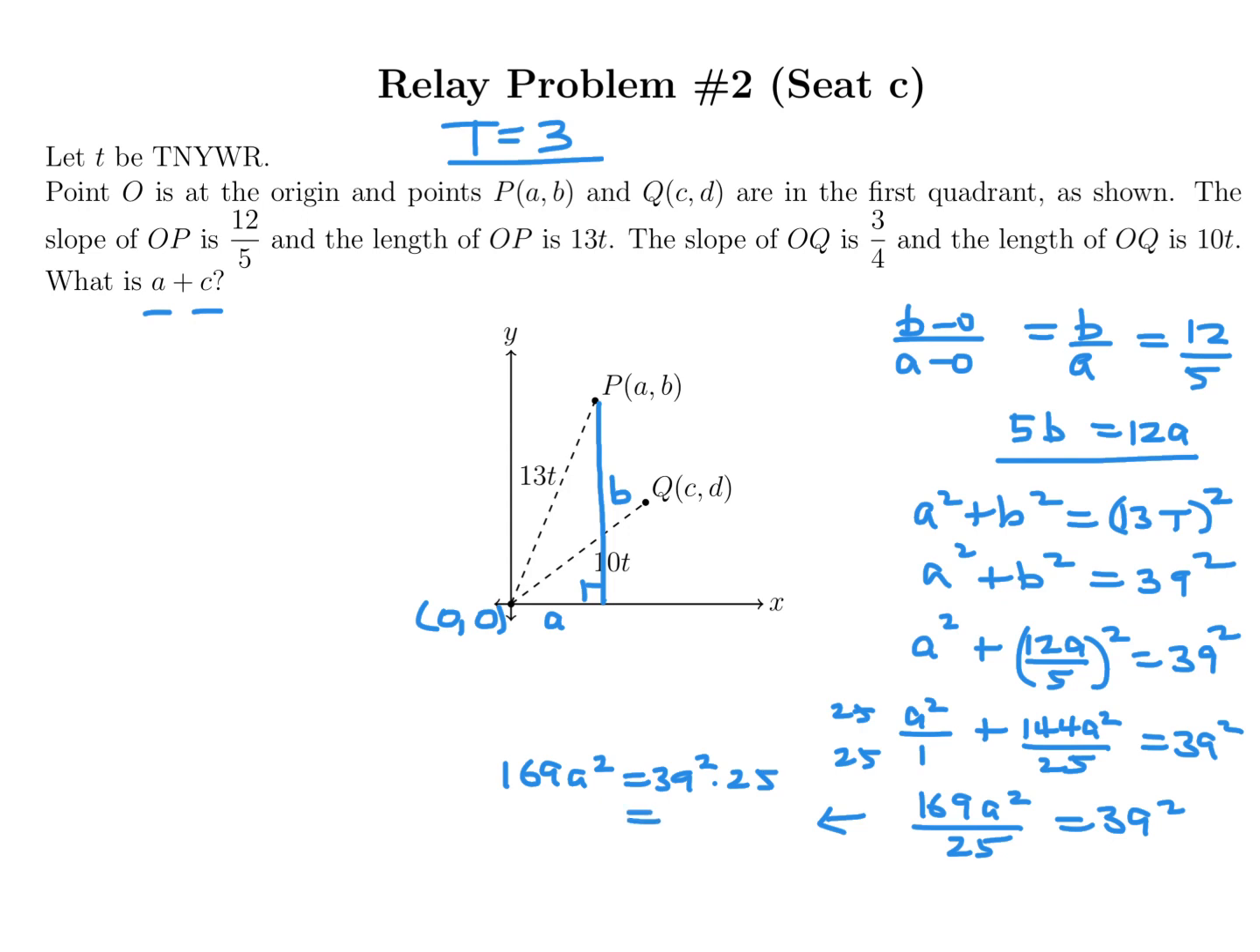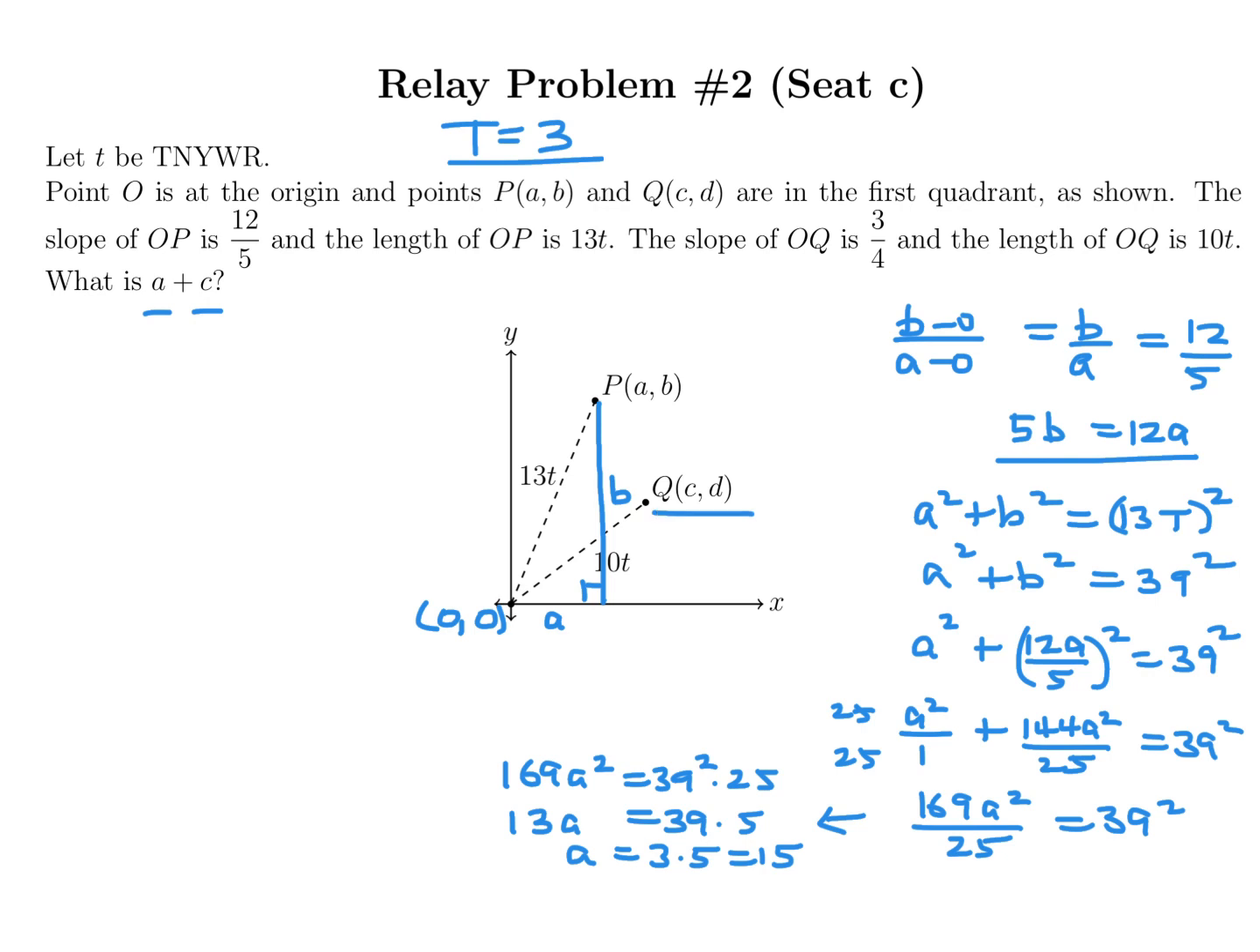Okay, now take the square root of both sides, so that's going to be 13A is equal to 39 times 5, and then divide through by 13, and then get 3 times 5, which is 15. Okay, so A is 15. All right, that's good, and I think I'm going to be doing the exact same thing for the Q, this guy.